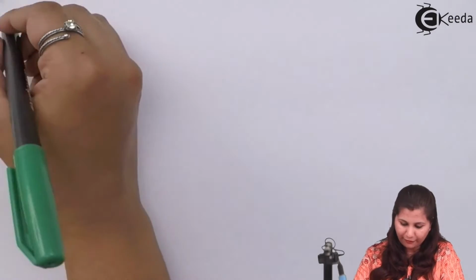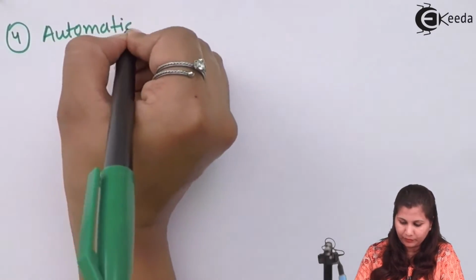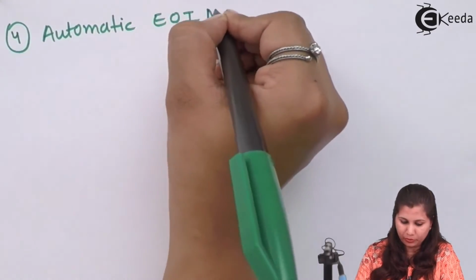Next, we have the automatic end of interrupt mode. We have studied the end of interrupt command mode, where the EOI command is generated by the CPU and given to the 8259, so that the end of the interrupt cycle is indicated to the 8259. Now we have the automatic end of interrupt command, where the end of interrupt signal is given to the 8259 automatically. So we have the fourth mode as the automatic end of interrupt mode.